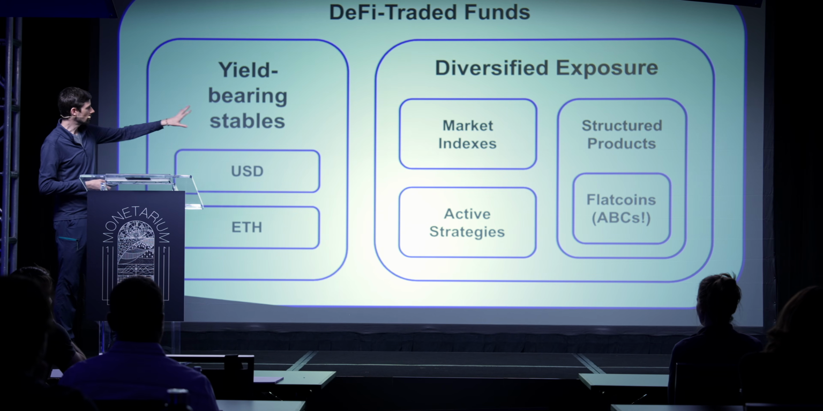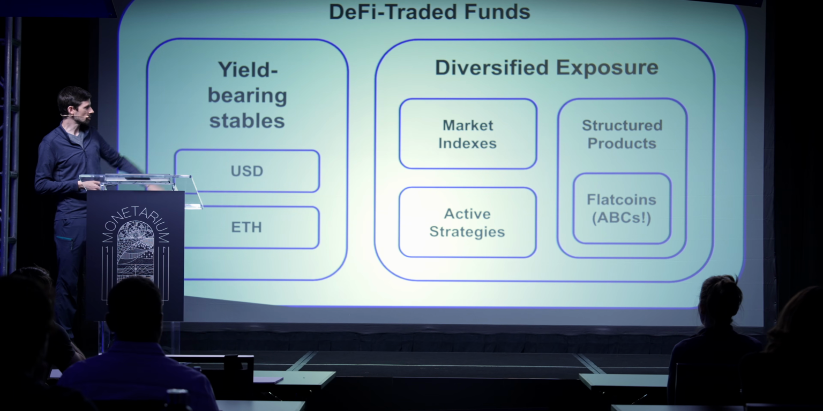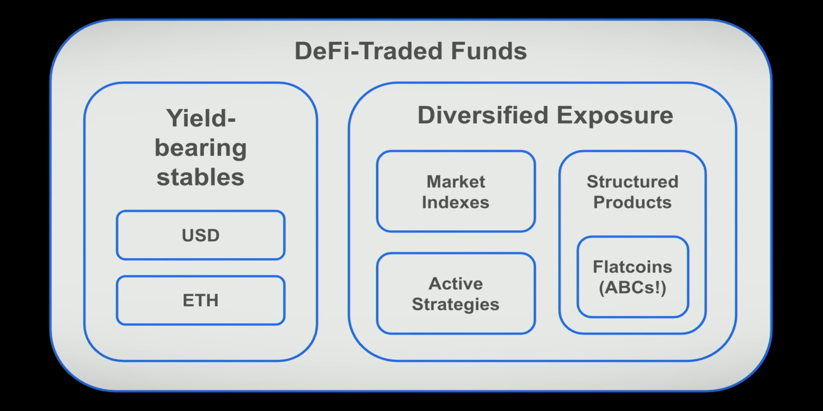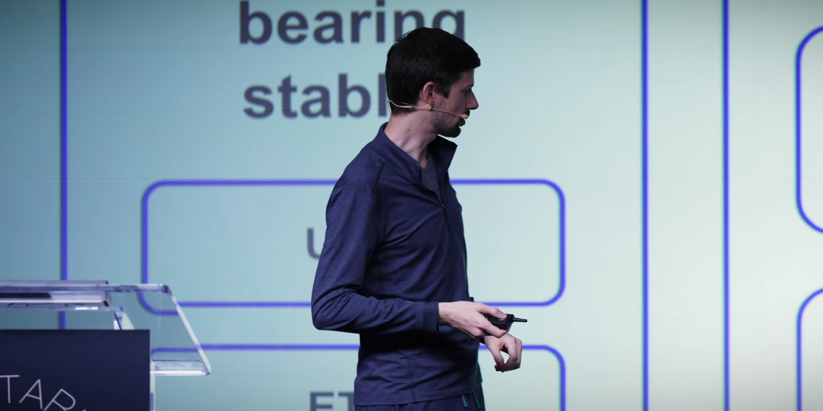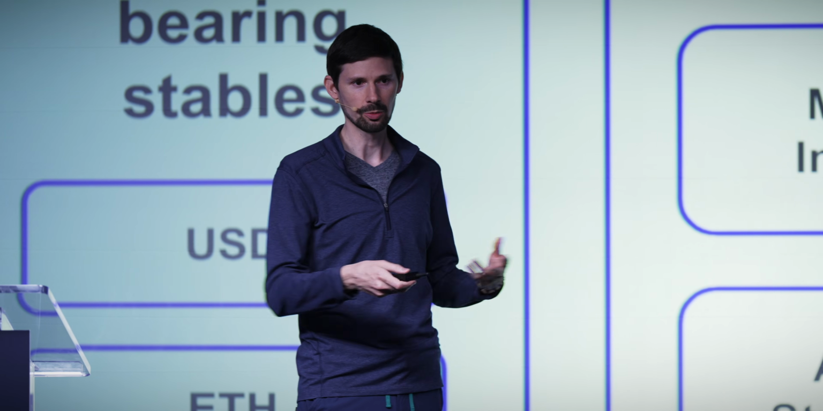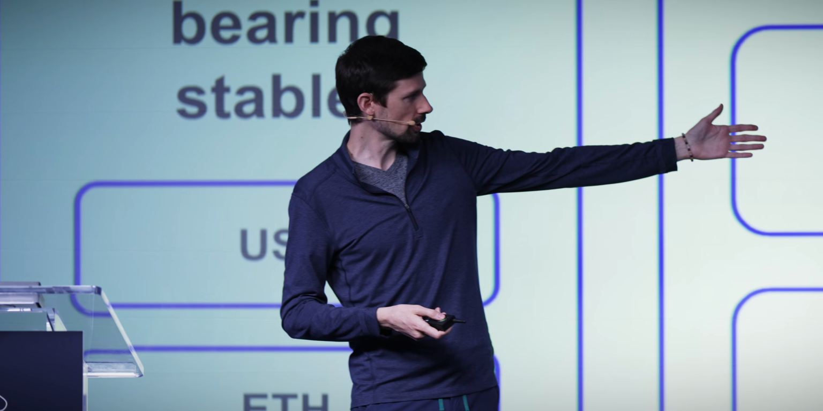And so, second category here, we have diversified exposure. I think the most obvious thing is market indexes. Pretty straightforward. The S&P 500 ETF is the biggest ETF. There's obviously demand for that sort of product. You can also look at active strategies, that are a little bit more complicated. There are many ETFs that wrap fund strategies that are something that an individual would never get around to implementing. But if you could just buy it as an ETF or as a DTF, then that's interesting. And then structured products.